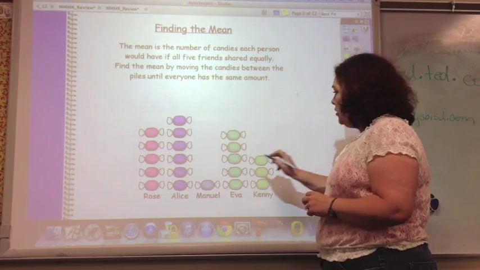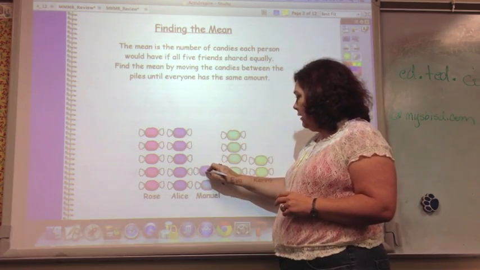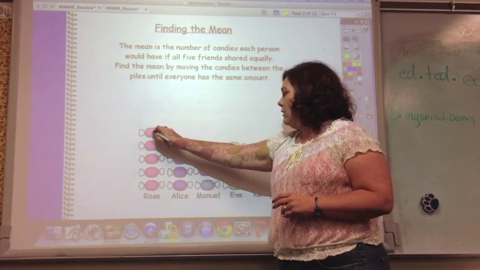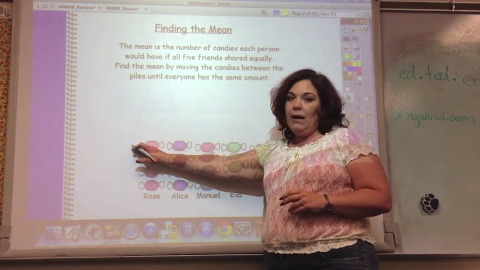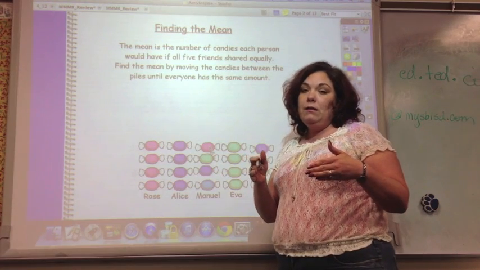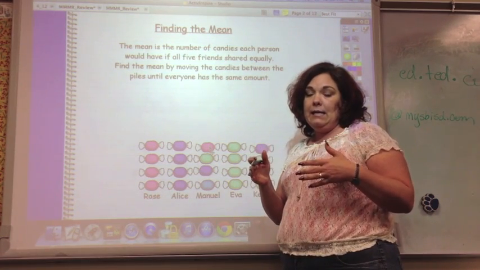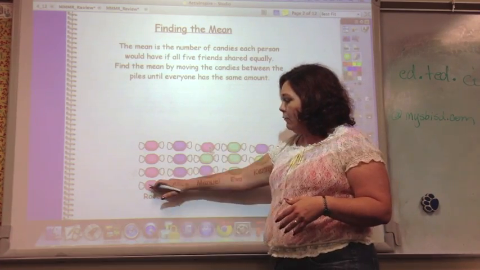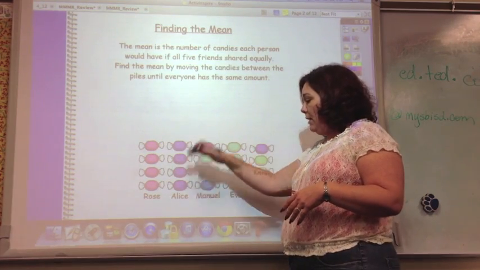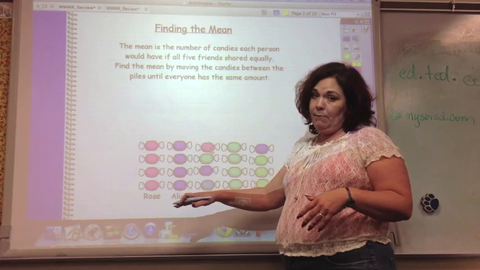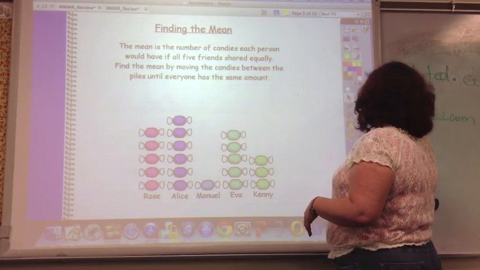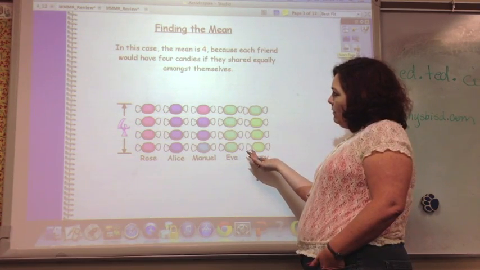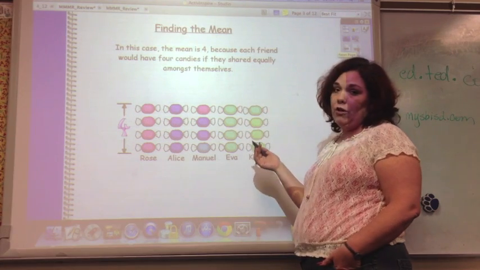So what you'll do is take from the highest and take to the lowest, and take from the highest and take to the lowest, until it's all equal. Okay, that's the equal. This is mean. So you can think of mean, M-E-A-N, the E as equal, making it equal. So the answer would be 1, 2, 3, 4 pieces would be shared equally among these 5 people. So the mean would be 4 because each friend would have 4 candies if they shared equally among themselves.